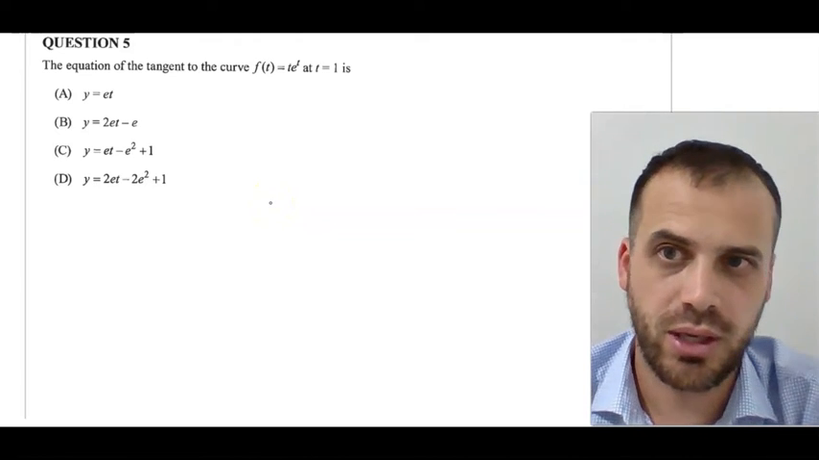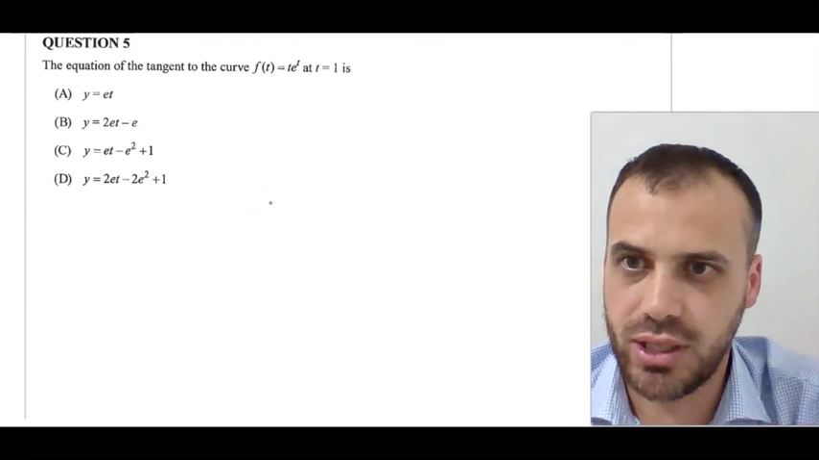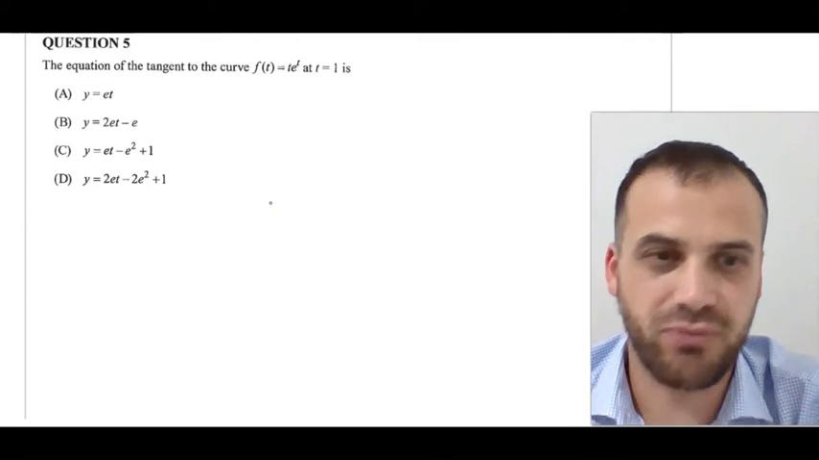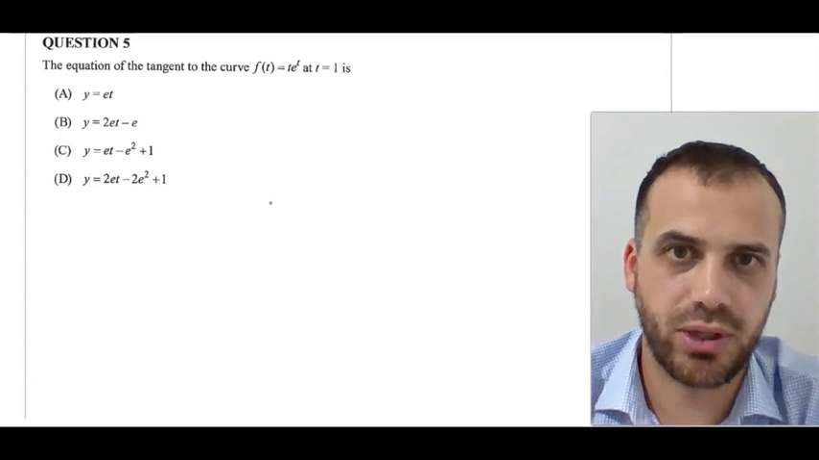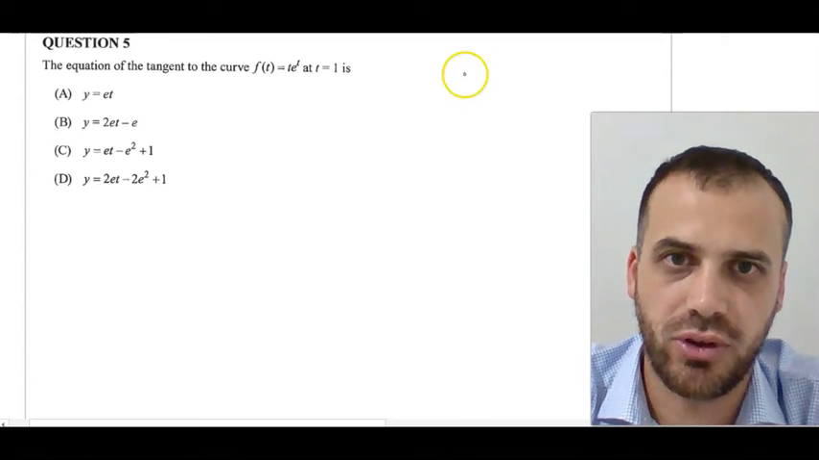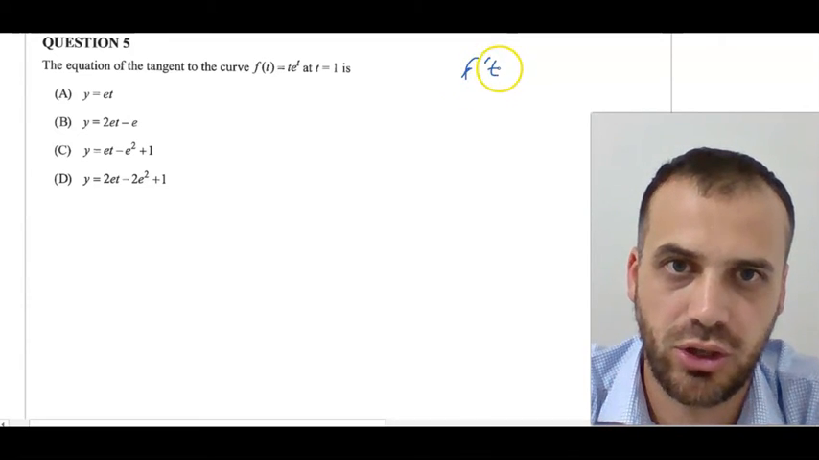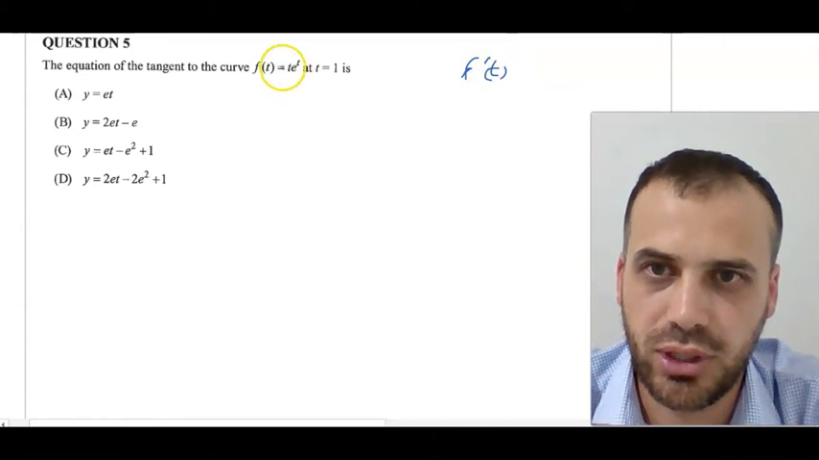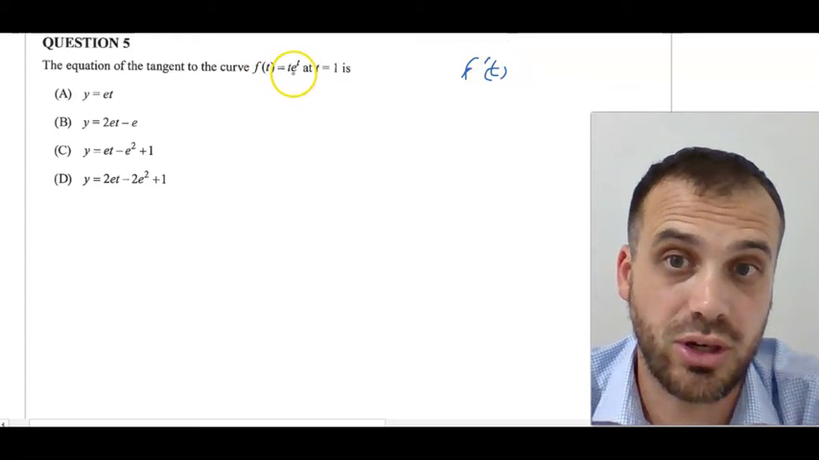So you've done 100 of them. Good idea to look at all of the answers. You'll notice they all look a bit funky. They've all got these e's in them. All right, so if you're trying to find the equation of the tangent, we're going to need a derivative, so f dash of t. And when you look at f of t, you see t times e to the t.